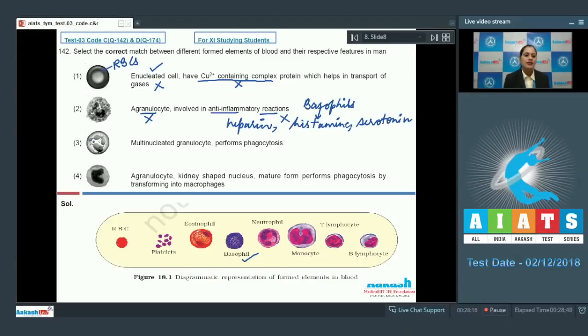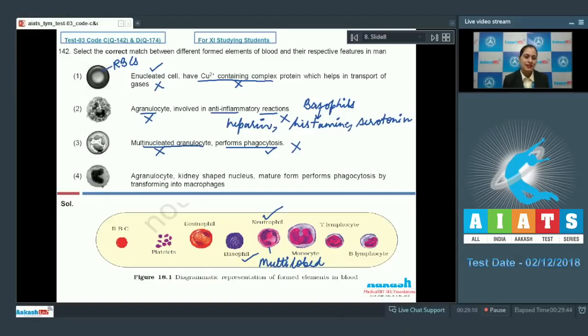The next option is these cells which are multinucleated granulocyte and perform phagocytosis, and as you can see these are not multinucleated but multi-lobed granulocytes, and this diagram represents which type of cell? They will represent neutrophils which are multi-lobed rather than multinucleated granulocytes, and they perform phagocytosis. Yes, neutrophils perform phagocytosis, but as they are not multinucleated granulocytes, so this is an incorrect match.